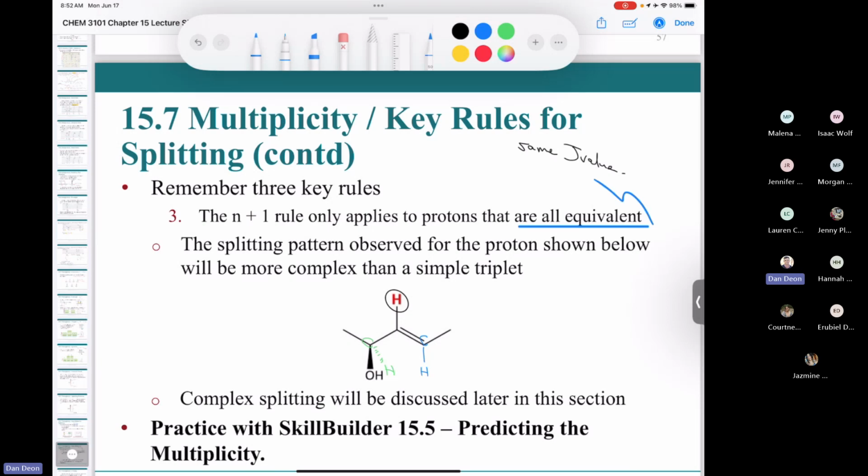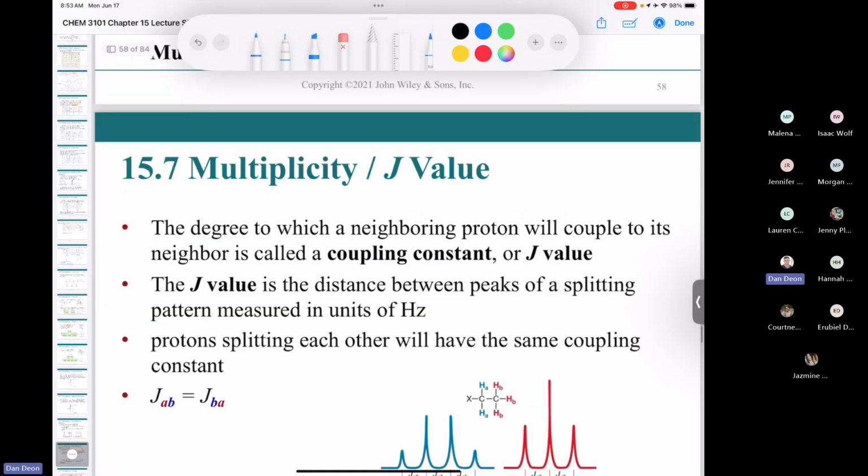And so you cannot apply the n+1 rule in this specific case, okay? The protons have to be equivalent. But before you get too stressed about it, just about everything that we look at in this class, we are going to be able to apply the n+1 rule.